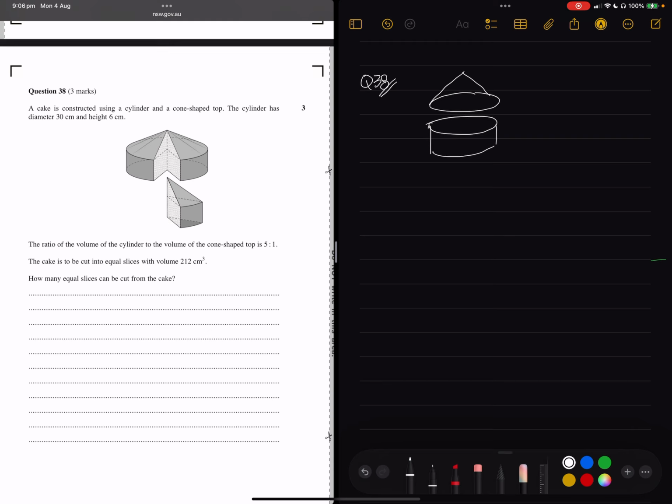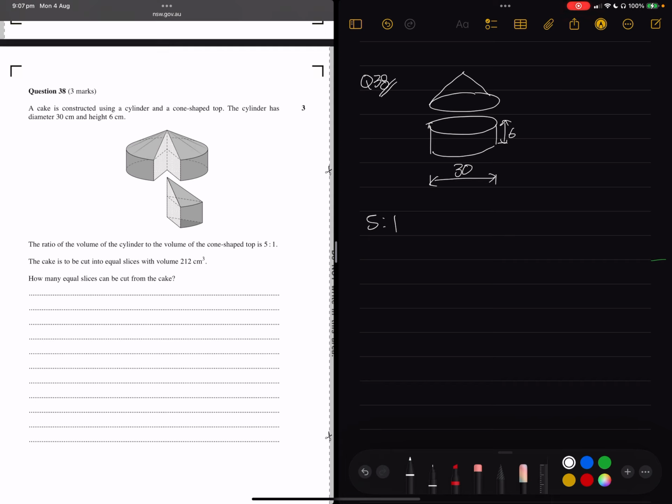We're told the cylinder has diameter 30. So the whole distance across is 30, and the height is 6. We are told that the ratio of the volume of the cylinder to the volume of the cone is 5 to 1. So that means the cylinder is 5 times larger than the cone. The cake is to be cut into equal slices with volume 212 centimeters cubed. How many slices can be cut?